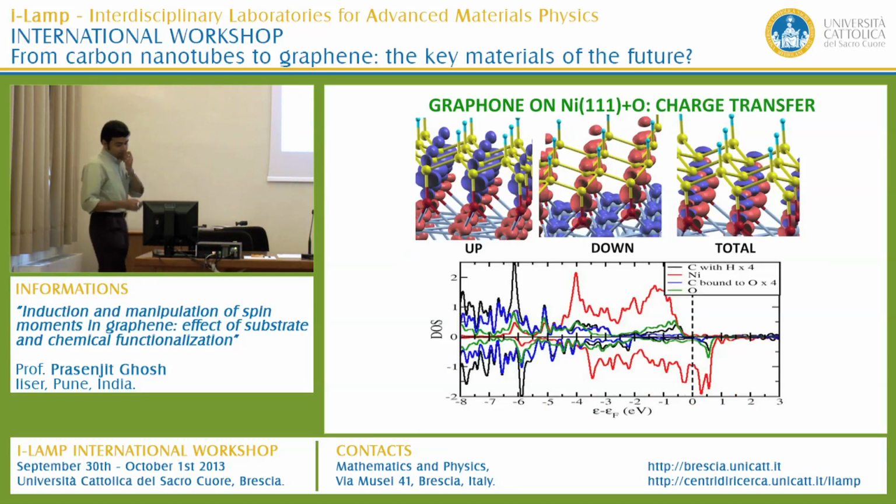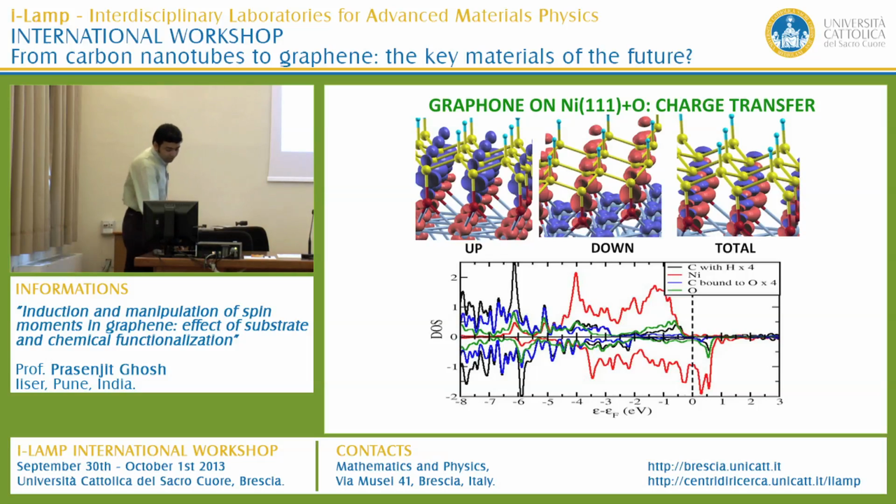And so we looked into the charge transfer for this system. What we see is that for the upspin case, there is a flow of electrons from the semi-hydrogenated graphene sheet to the nickel, intermediated by the oxygen atoms here, while for the downspin, it's in the reverse way. In total, there is overall a charge deficiency in the semi-hydrogenated graphene sheet, and a charge accumulation in the nickel atoms.